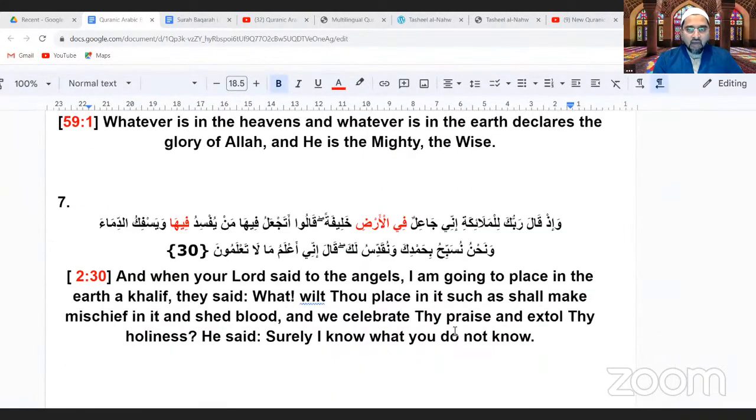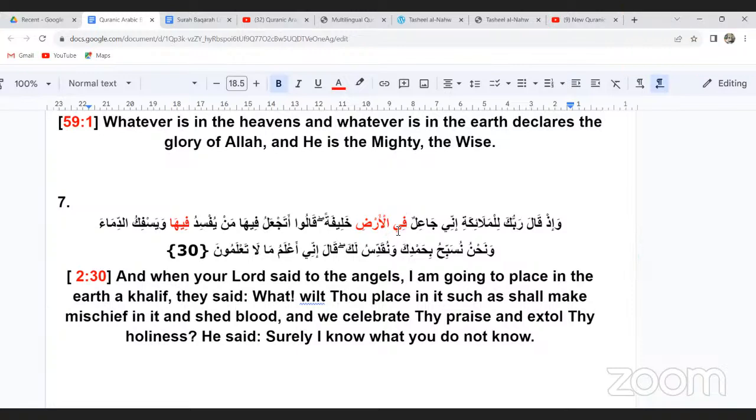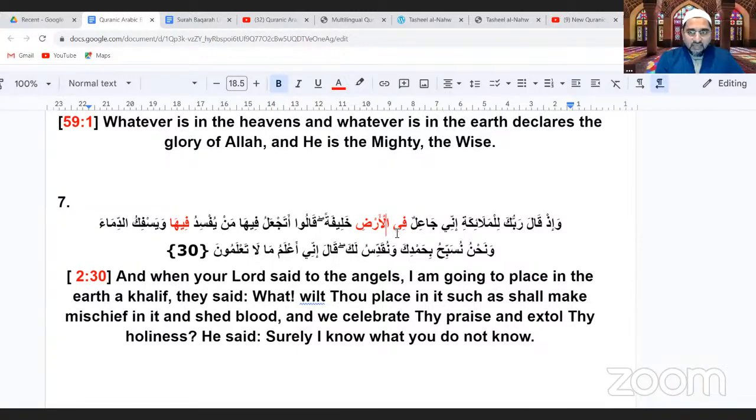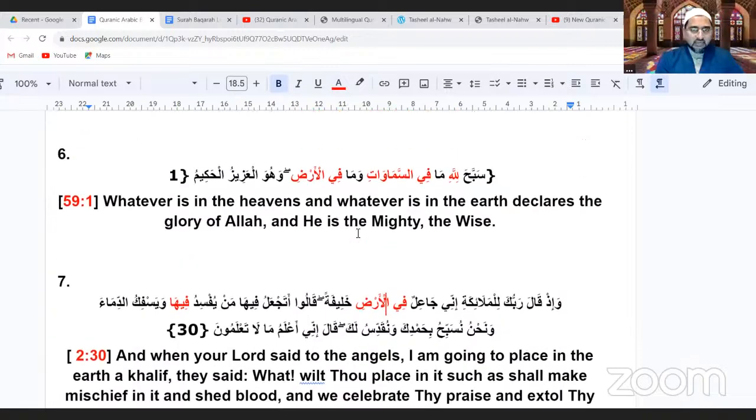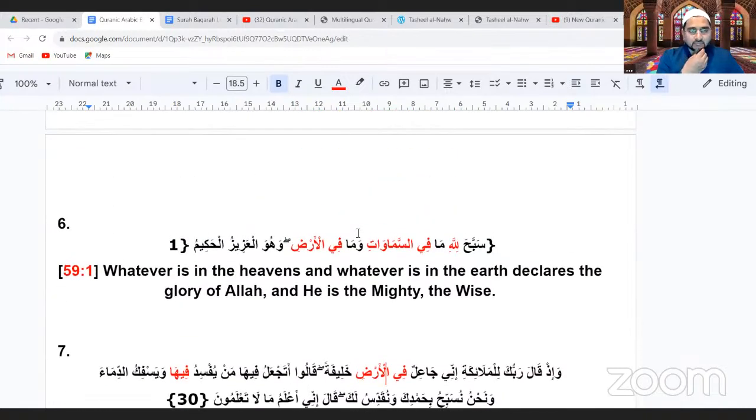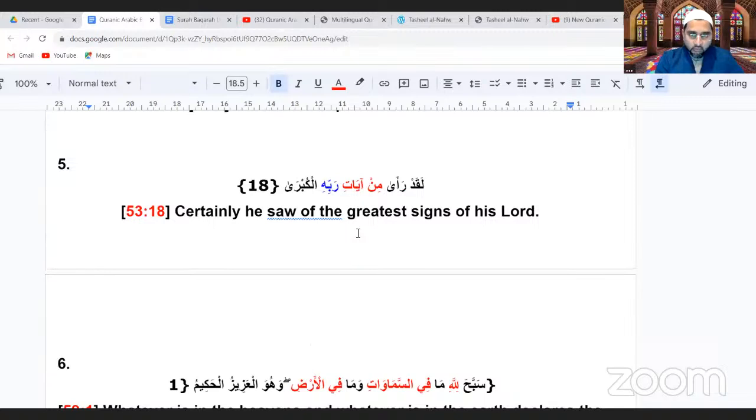You can see that I have put the ayah: qala rabbuka lil-mala'ikati inni ja'ilun. Bismillah, Jawad. What's fil ardi? Fil ardi khalifa. Exactly. Fi is coming, and the last letter is getting a kasra. Exactly.